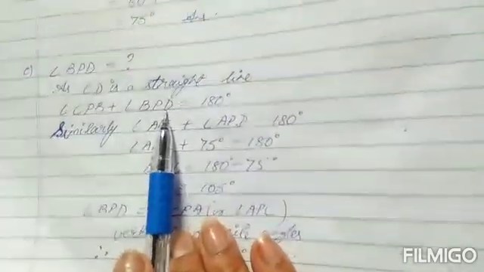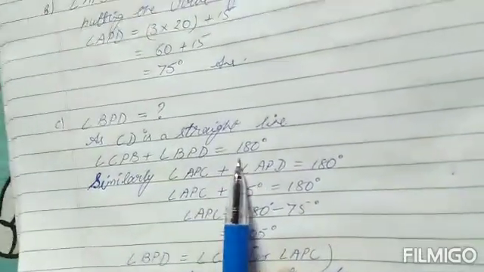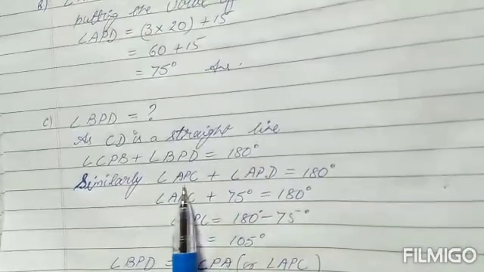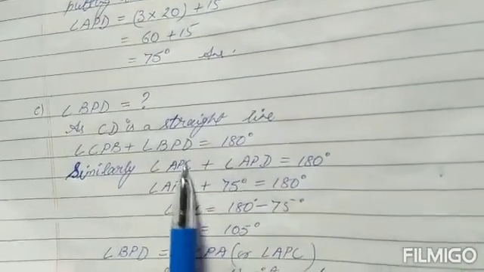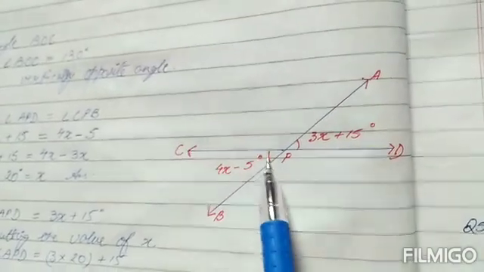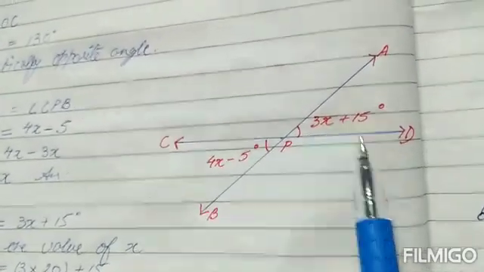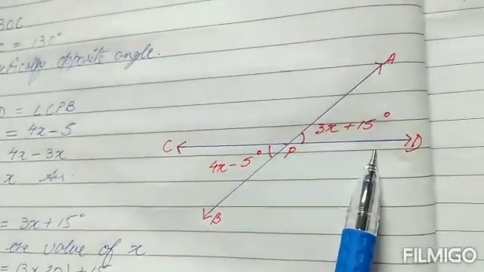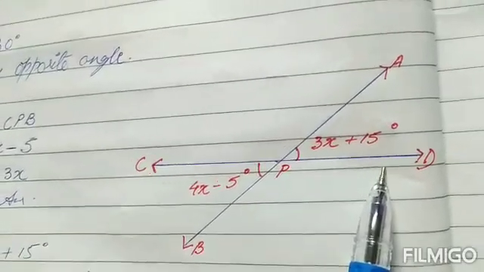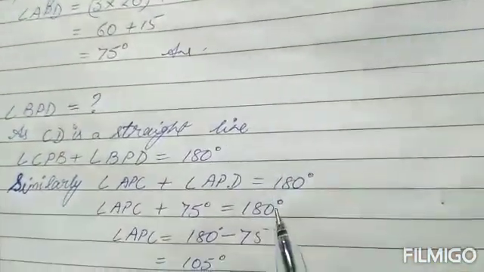In such case, angle CPB plus angle BPD. Now look in the figure, where is CPB and BPD should be equal to 180, right? Similarly, angle APC. Now look in the figure, children, where is APC plus angle APD should be equal to 180, right? This side also it is 180, this side also it is 180. So we place the values, angle APC plus angle APD. Right now in the previous one we calculated APD, so we can use that value. 75, APC we don't know, and is equal to 180.